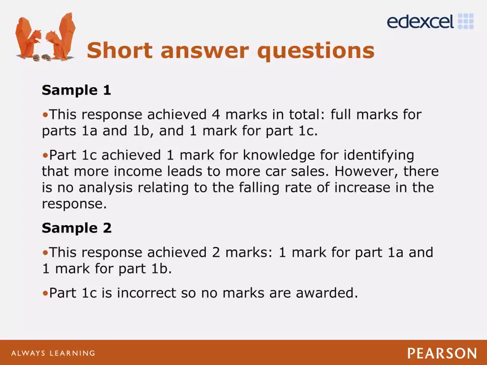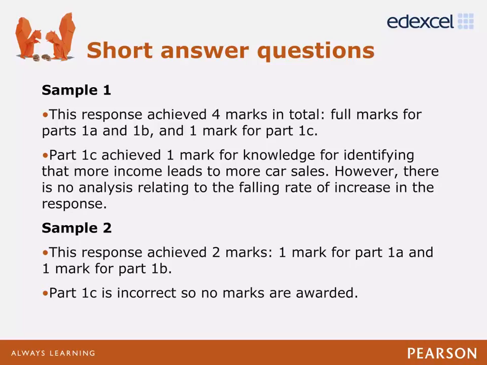Sample 1 was given full marks for parts 1A and 1B. Part 1C was given 1 mark for knowledge, for identifying that more income leads to more car sales. However, there is no analysis relating to the falling rate of increase in the response. The total marks for this question is therefore 4 marks.